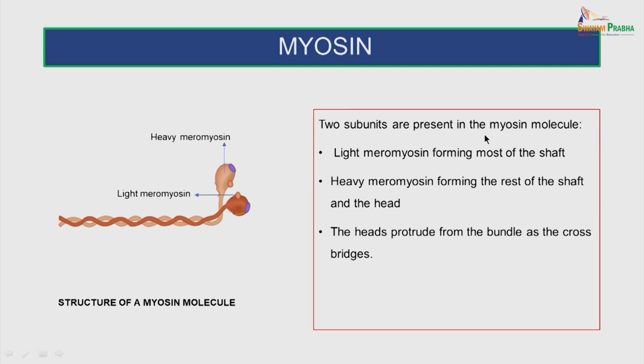Two subunits are present in the myosin molecule: the light meromyosin, forming most of the shaft, and the heavy meromyosin, forming the rest of the shaft and the head. The heads protrude from the bundle as cross bridges.